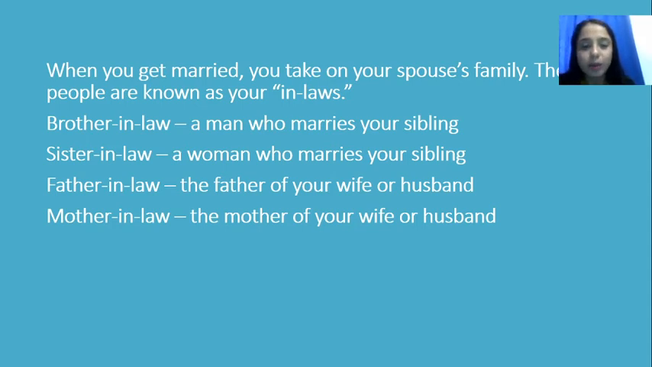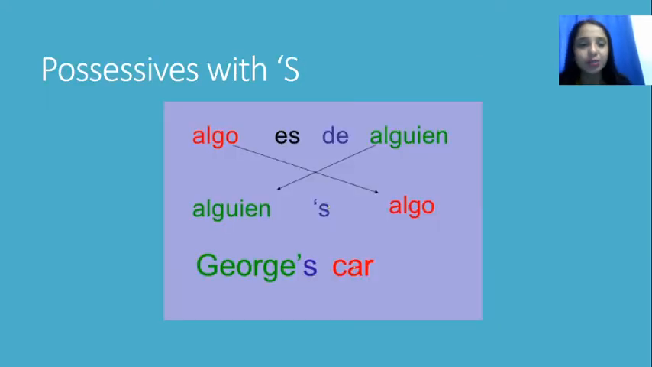Sister-in-law, a woman who marries your sibling, o sea, tu cuñada. Your father-in-law is the father of your wife or husband, o sea, tu suegro. Your mother-in-law is the mother of your wife or husband, o sea, tu suegra. Good, let's continue. These are the possessives with S, and here's how they are composed.